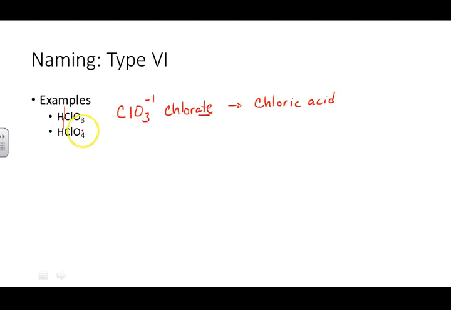HClO4. ClO4 is perchlorate. So this becomes perchloric, drop ATE, add IC, and then add the word acid.